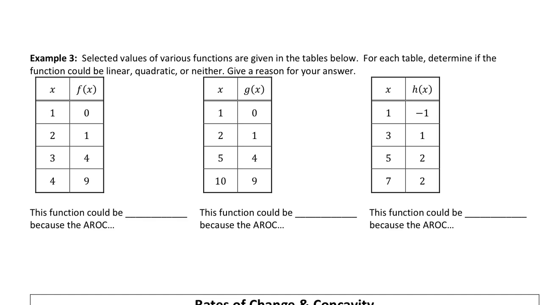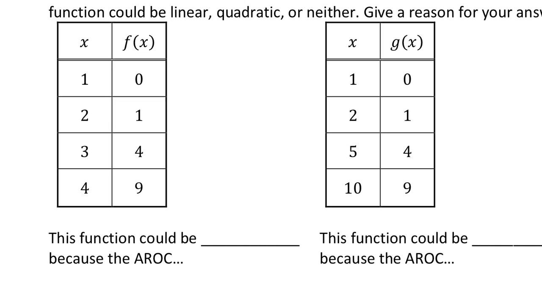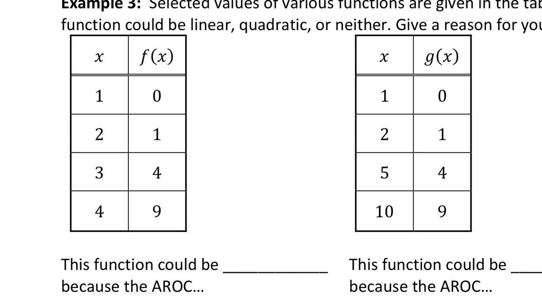In example 3, we have 3 tables. For each table, we're going to determine if the function could be linear, quadratic, or neither, and we're going to give a reason for our answer. If we look at the very first thing here, what we want to do is compute the average rate of change for each of these intervals. So we're going to practice that average rate of change formula over and over and over again.